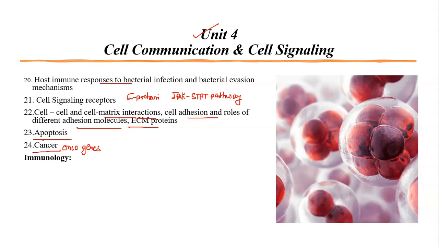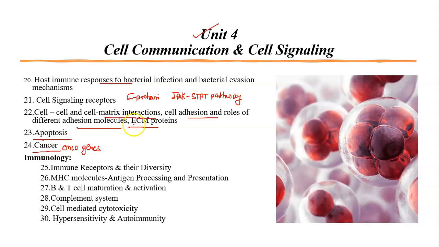Then next you have to study about the topics from immunology, which is also a part covered in cell communication and cell signaling. From immunology, you need to study about different immune receptors and their diversity, major histocompatibility molecules, antigen processing and presentation, B and T cell maturation and activation. You also need to study the complement system, cell-mediated cytotoxicity, and focus on hypersensitivity and autoimmunity. So all these topics are important from unit 4, that is cell communication and cell signaling.